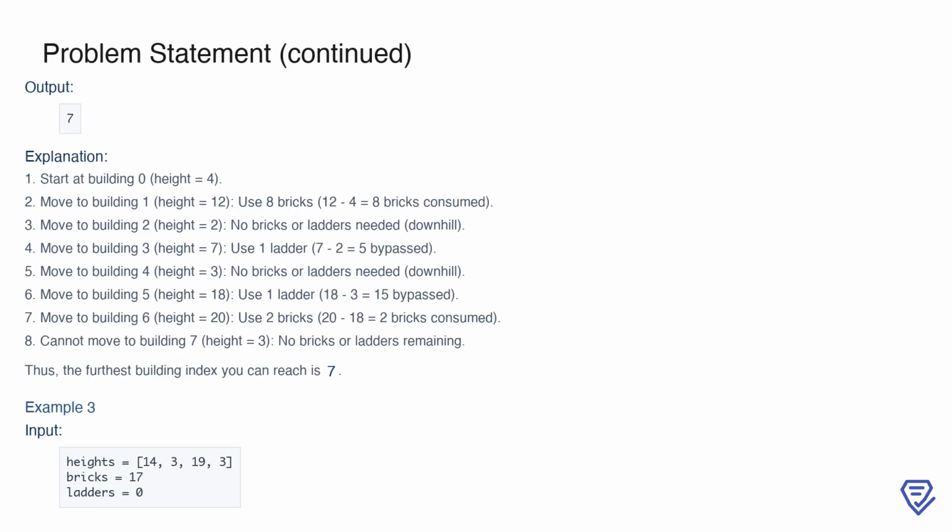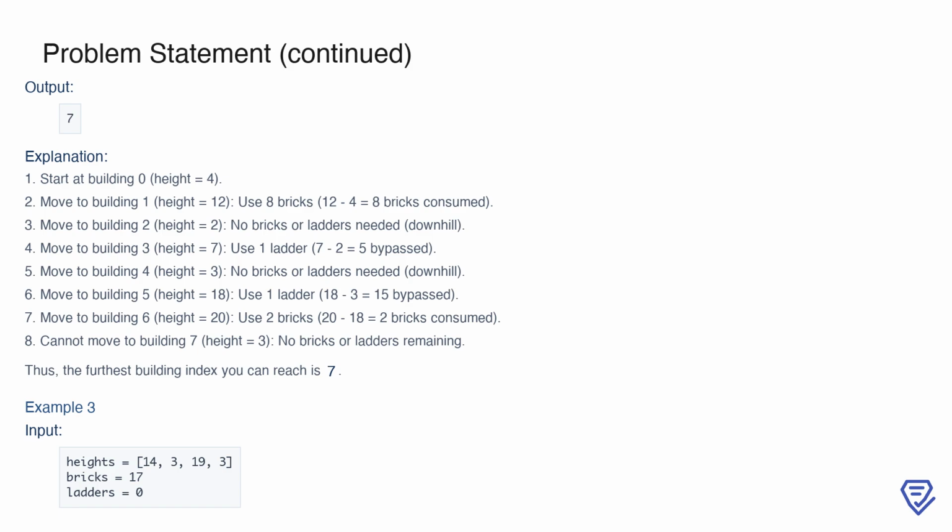Let's look at another example. With heights equals 4, 12, 2, 7, 3, 18, 20, 3, 19, bricks equals 10, and ladders equals 2, the output is 7. Here's why: starting at building 0, you use 8 bricks to move to building 1, as the height difference is 8. Moving to building 2 is downhill, so no resources are needed. To reach building 3, you use 1 ladder to bypass the height difference of 5.